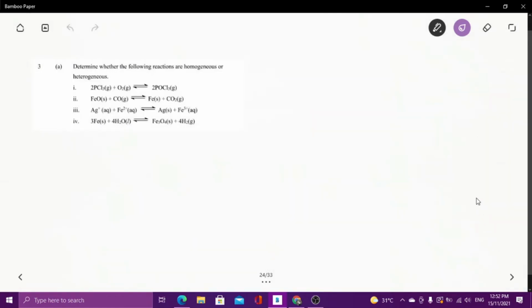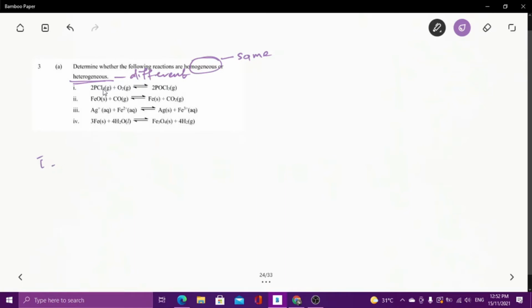Okay, so question number 2 kita skip, kita terus tengok soalan nombor 3. So this question number 3 is to determine whether the reaction are homogeneous or heterogeneous. Okay, so kena fahamkan dulu apa maksud homogeneous or heterogeneous in this context. Okay, so kalau kita tahu homo maksudnya adalah same, hetero is different. Okay, what is the same thing, what is the different thing? Kita tengok dari segi dia punya phase.